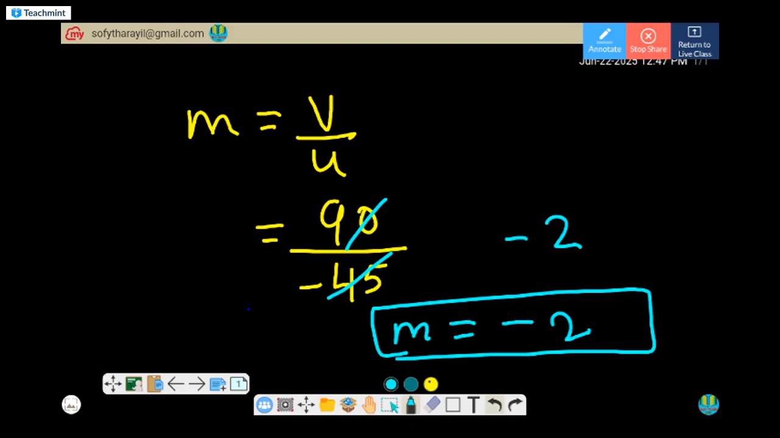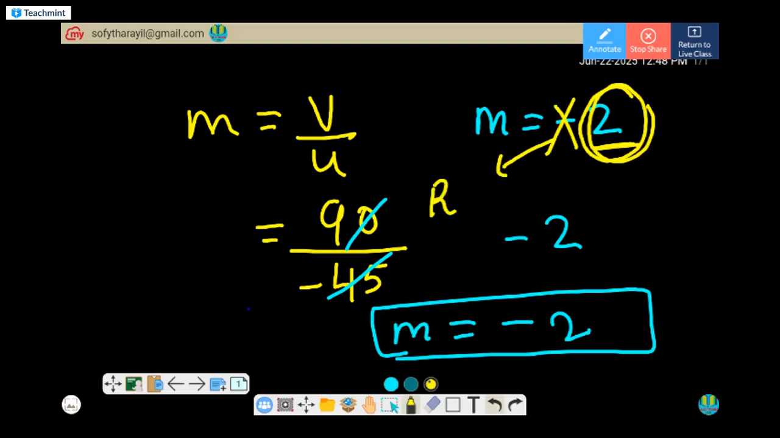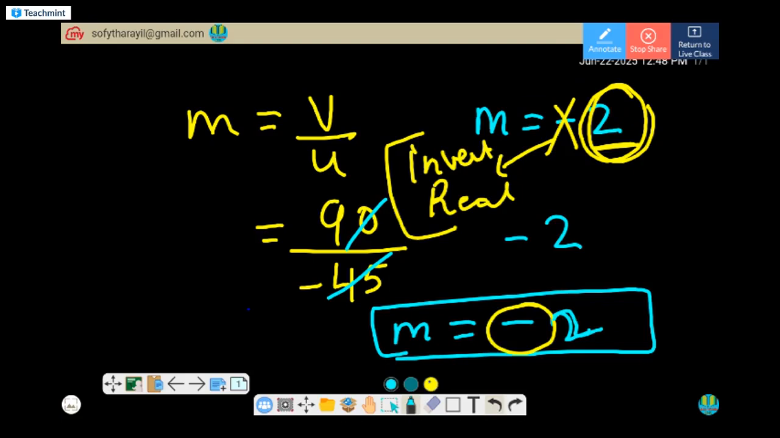Just look at the number. Forget the positive and negative sign. Negative in this answer tells that the image is inverted and inverted images are real. This information comes from the negative sign. And the numerical value, which is 2, is greater than 1. That means it's an enlarged image. In some questions they can ask you not just the value of magnification, but also the nature of the image and the size of it. So that you will always pick up from the value.